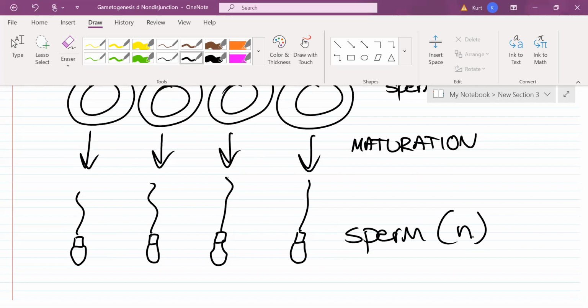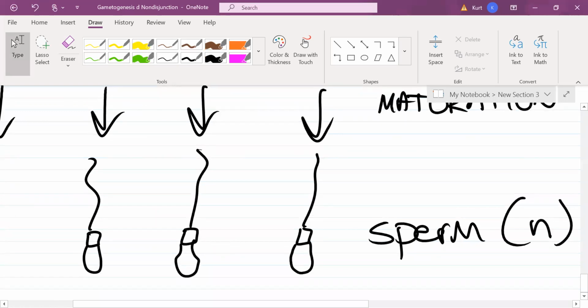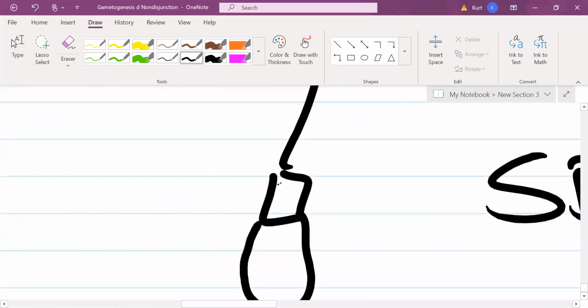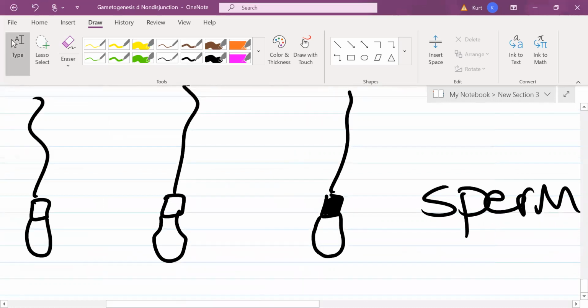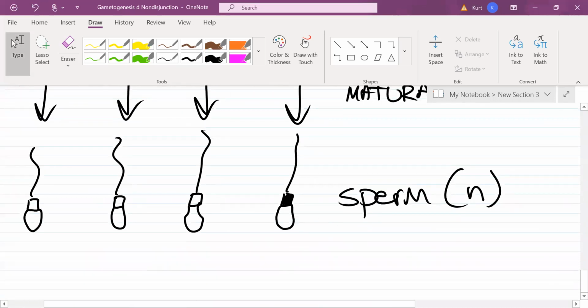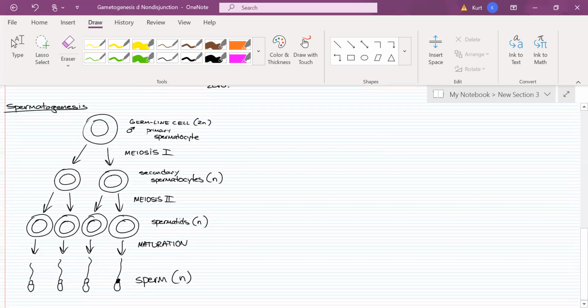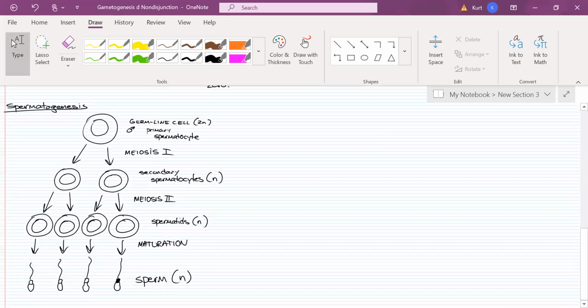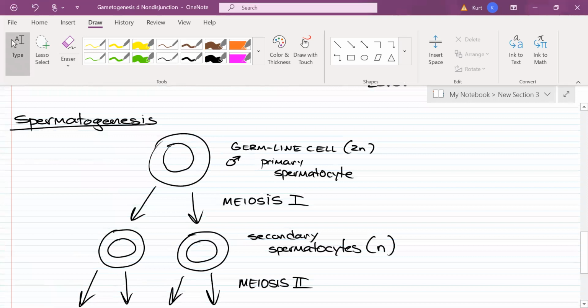So those cells essentially just have the flagellum added onto them? Yeah. Right here, this little area, is where the mitochondria are located to power the flagellum. As you all can see, spermatogenesis is pretty simple. Oogenesis is a little more sophisticated.